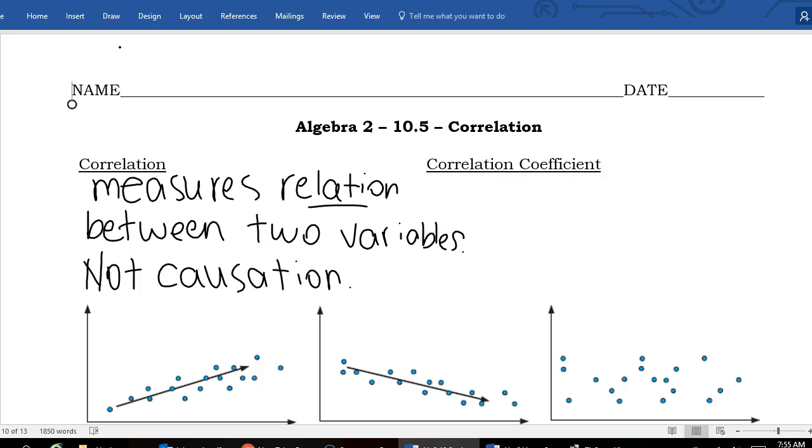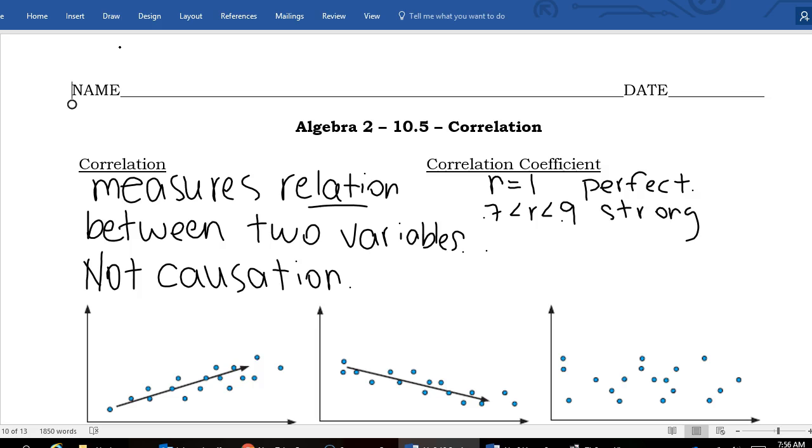Correlation coefficient is the value that we're going to assign to these relationships. So we use the letter r, lowercase letter r, to represent correlation. If r is 1, that means you have a perfect correlation. So every time one of your variables increases, the other variable will increase the exact same amount, or relatively proportionally the exact same amount. If your correlation is between 0.7 and 0.9, that's a very strong correlation.